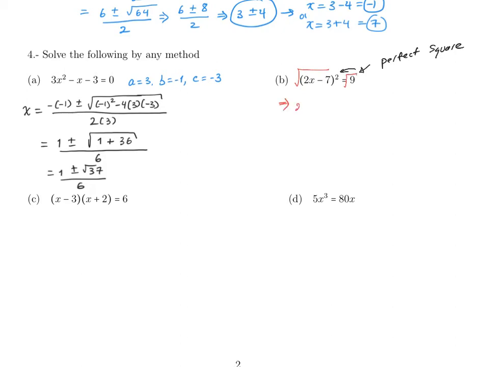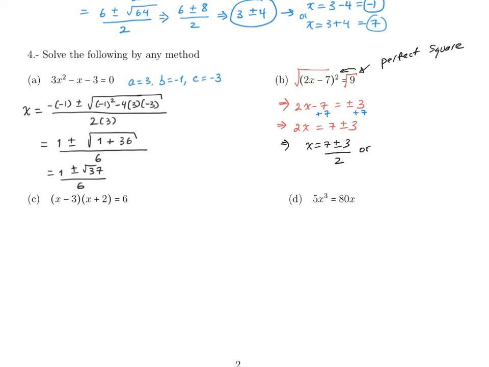Don't forget about the plus or minus on the right side. Remember, the radical cancels the square root, so this is plus or minus 3. Then move the 7 to the other side, so it will be 7 plus or minus 3. Okay, plus 7 here and plus 7. So from here we will have x equals 7 plus or minus 3 over 2.